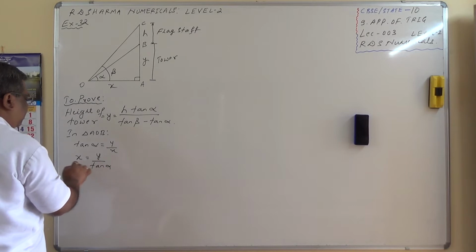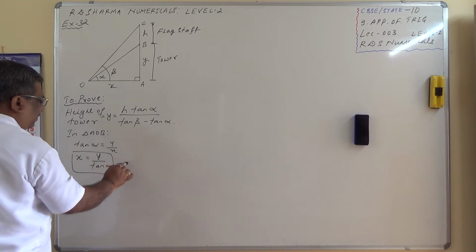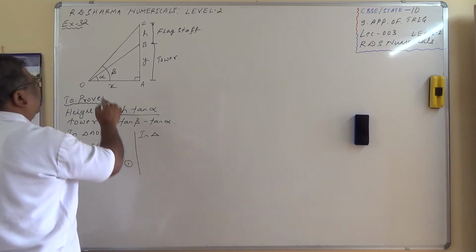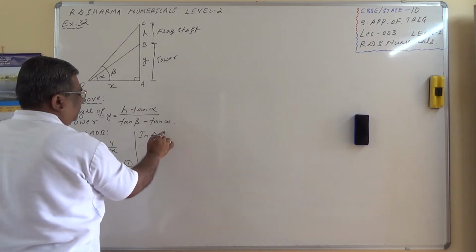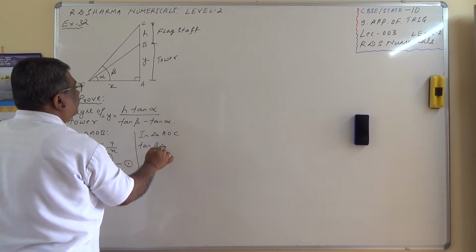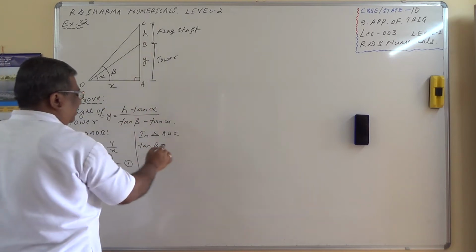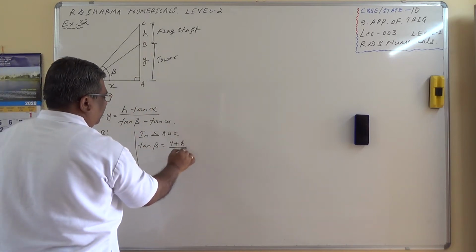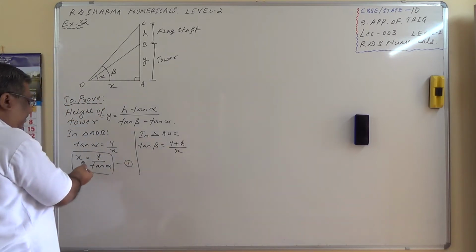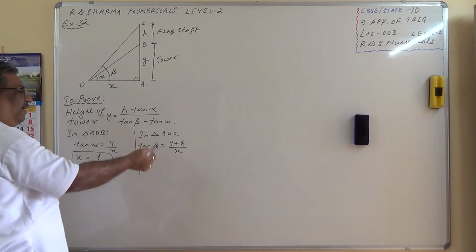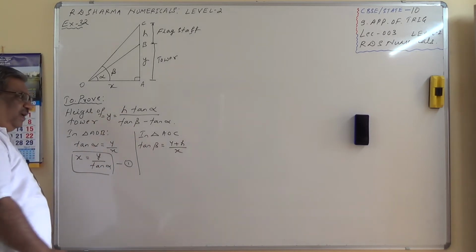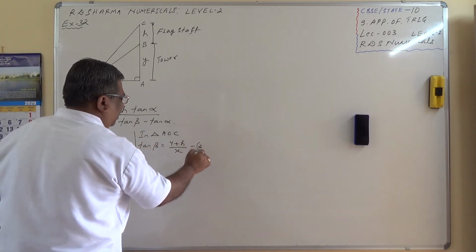Let's keep this as 1. Now in triangle AOC, tan of beta equals y plus h divided by x. So if I substitute the value of x by y by tan alpha, then finally I should be able to separate out y and get the answer, isn't it? So let this be 2 here.